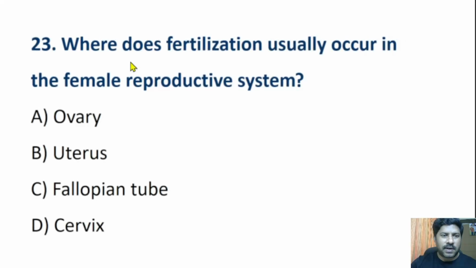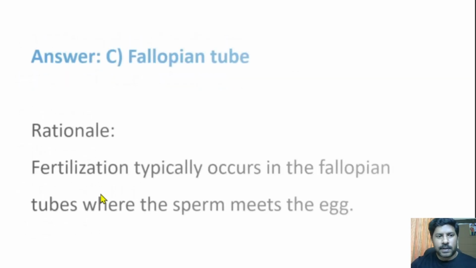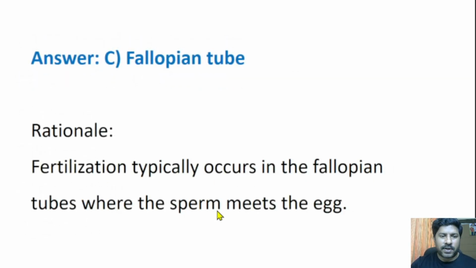The 23rd question, where does fertilization usually occur in the female reproductive system? Ovary, uterus, fallopian tube, cervix. The correct answer is fallopian tube. The human reproductive system mainly consists of the uterus, cervix, fallopian tubes, and ovaries. In there, the combination of ovum and sperm occurs at the fallopian tube. Fertilization typically occurs in the fallopian tubes where the sperm meets the egg or ovum.